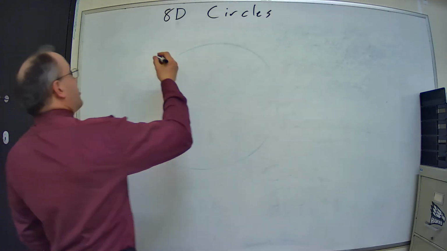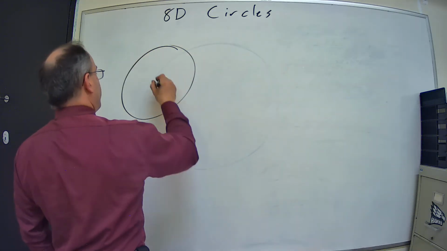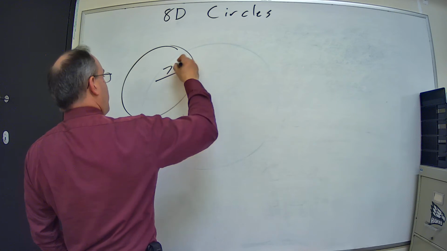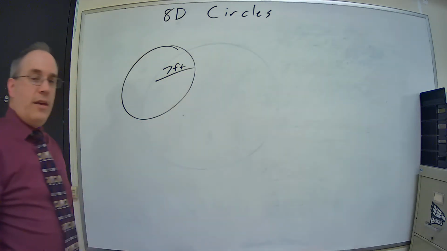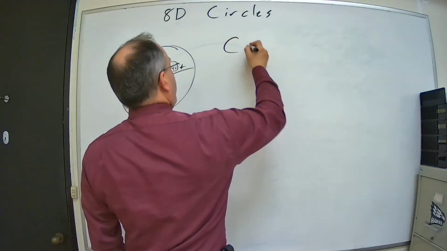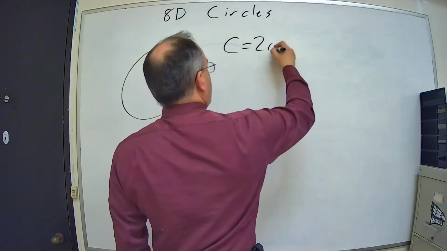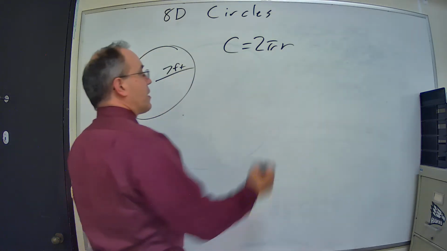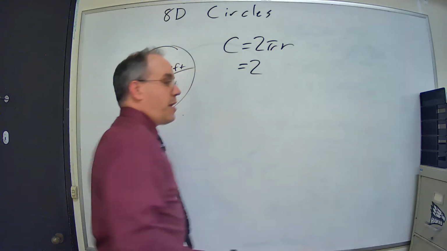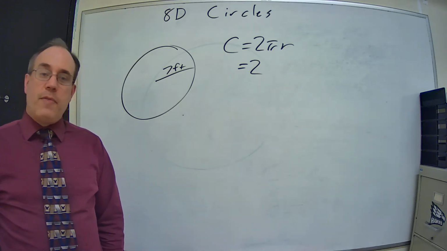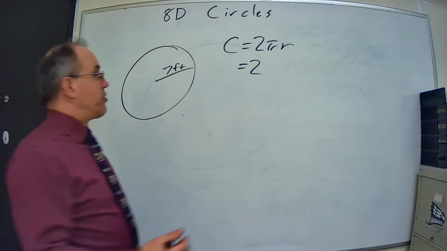So let's say we have a circle with a radius of 7 feet, and we want to find the circumference of this circle. Then the circumference is equal to 2 times pi times the radius, which is equal to 2 times. Now we can use the pi button on our calculator, or we can use our approximation 3.14.